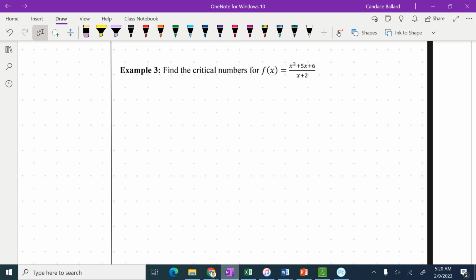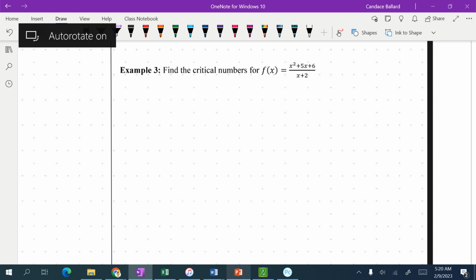We're continuing topic 5.2 with example 3. So we need to find the critical numbers. It was very explicit. For f of x equals x squared plus 5x plus 6 over x plus 2. We know to find critical numbers we must take a derivative, and it looks like we have a good old quotient rule, which we haven't done in a while. So we've got the red, we've got the green.